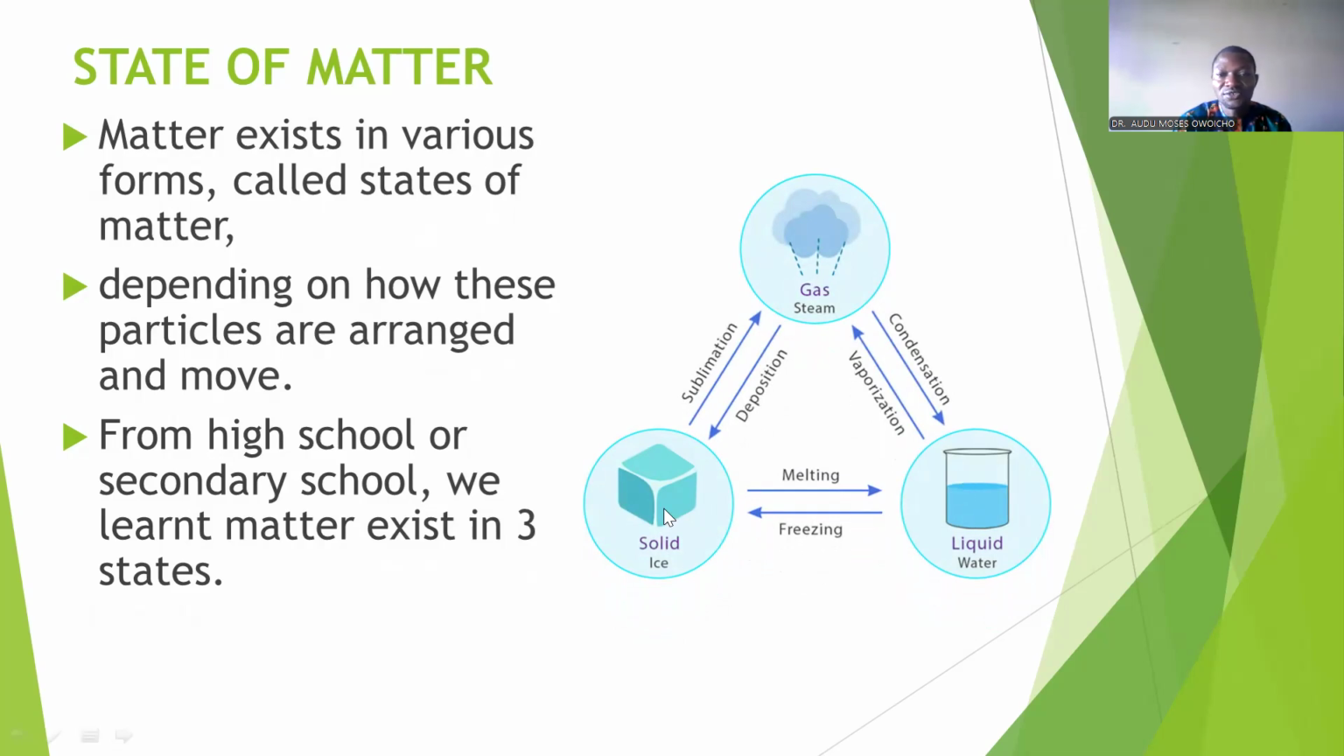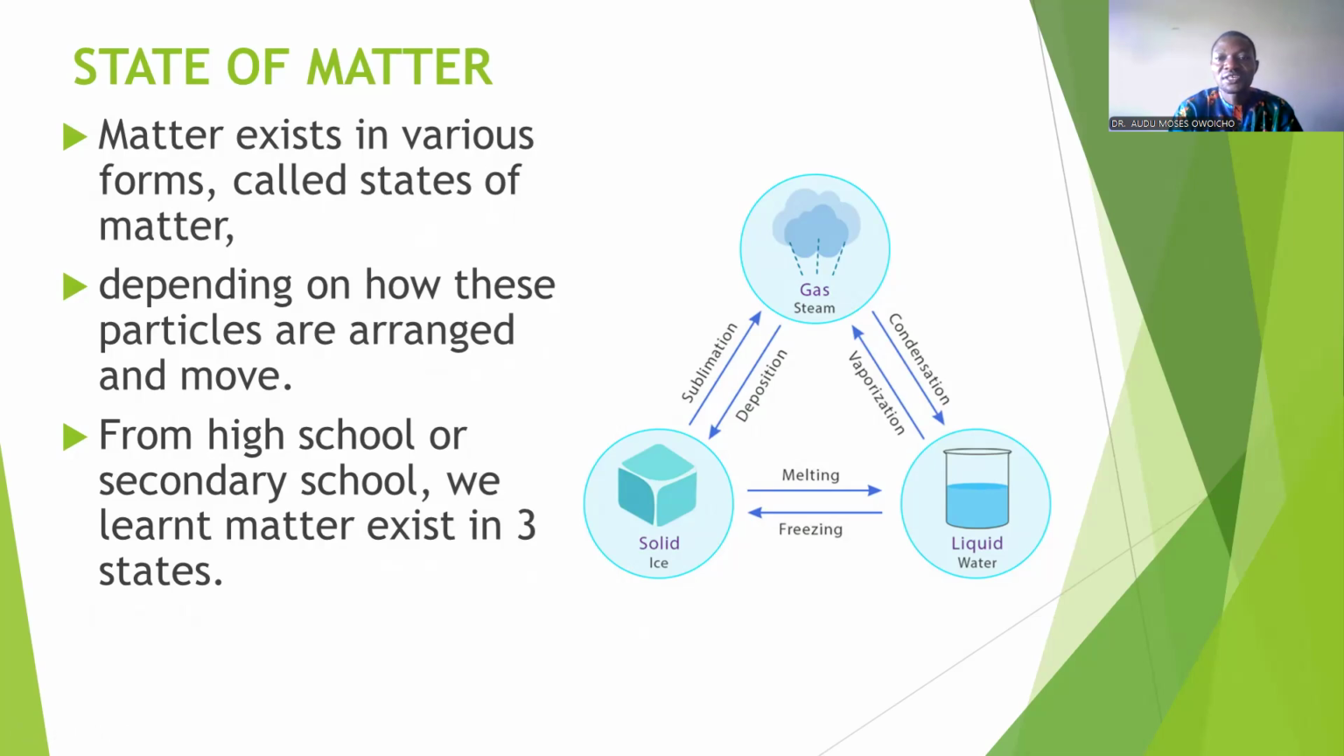And there are transitions. Matter in the solid state can change to the gaseous state through a process called sublimation. Matter in the gaseous state can change to the solid state through deposition. Solid can change to liquid through melting. Liquid can change back to solid through freezing. Liquid can change to gas through vaporization, while gas can change back to liquid through condensation.